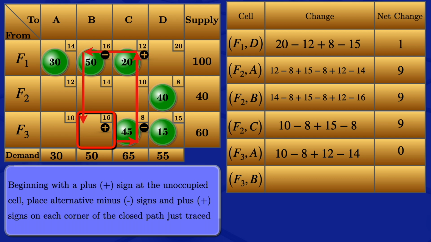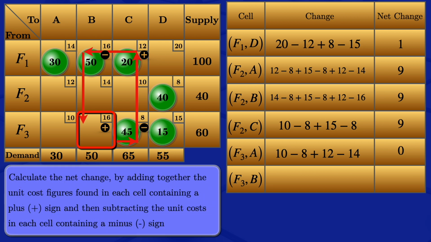And now we calculate the net change. In this case, we have 16 minus 8 plus 12 minus 16. This will give us a net change of 4. In this case, all these values are greater than or equal to 0. So this means we have reached the optimal solution.